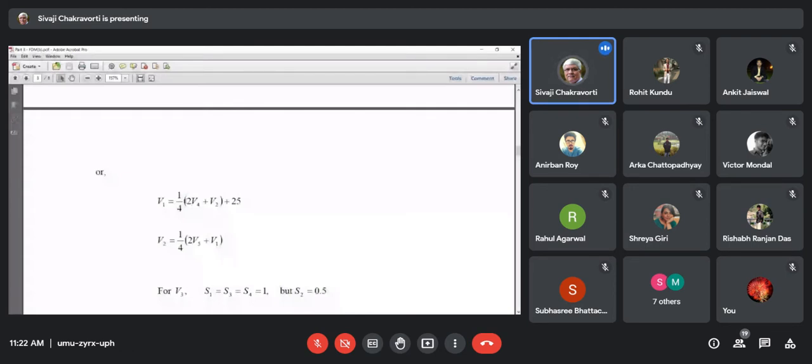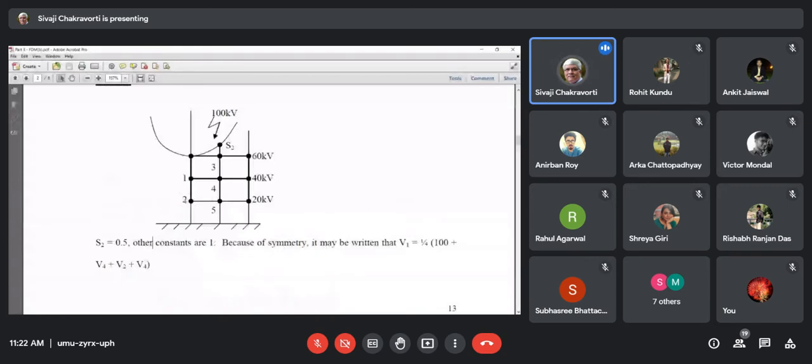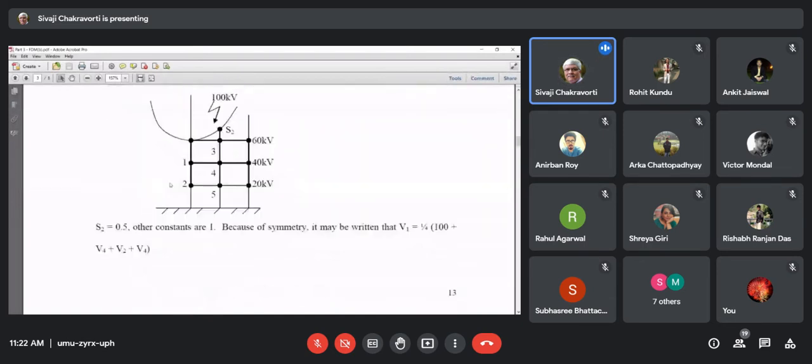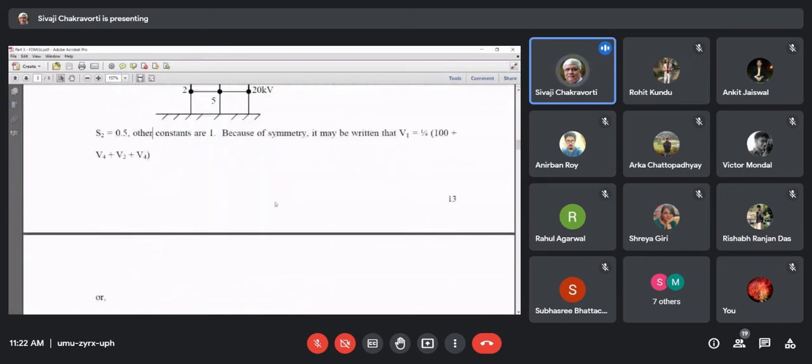On the top is 100, on the bottom is V2. So you see here V1, 2V4, V2, and 100 divided by 4, that is 25. Similarly, for V2, on the top V1, on the bottom is 0, then 2V5. So you can see 2V5 plus V1 and then of course 0 divided by 4.